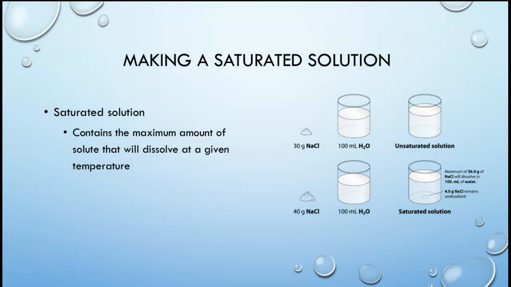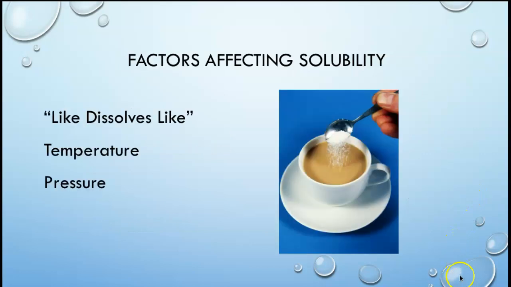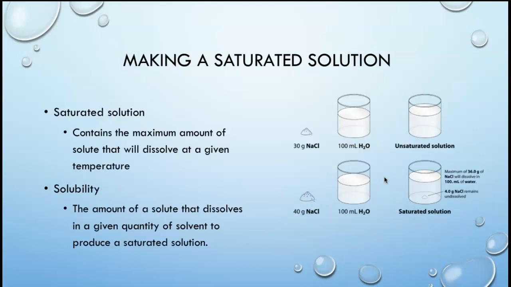Now, saturated is just a condition. It means it contains the maximum that can be dissolved. The amount then that makes it saturated is defined as solubility. So solubility is the amount of a solute that dissolves in a given quantity to produce a saturated solution. So the condition that exists, the solution here is saturated. The solubility of sodium chloride would be 36 grams. It says right here, in 100 milliliters of water. So, solubility is different than saturated.